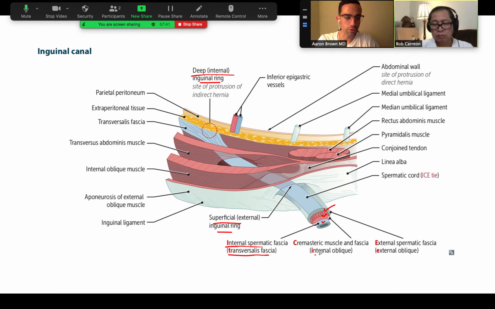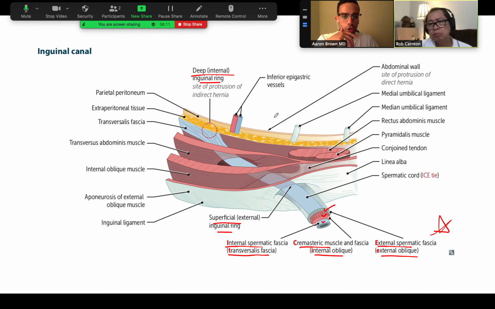As it travels through the internal oblique, it acquires its cremasteric muscle. As it travels through the external oblique, it gets the external spermatic fascia. Okay, so this is why we have the mnemonic tie ice. I did have a question about this on my exam, so make sure you're comfortable with that, what each layer of the spermatic cord refers to in terms of layers of our abdominal wall. Okay, the other important thing here is the difference between direct and indirect hernias.